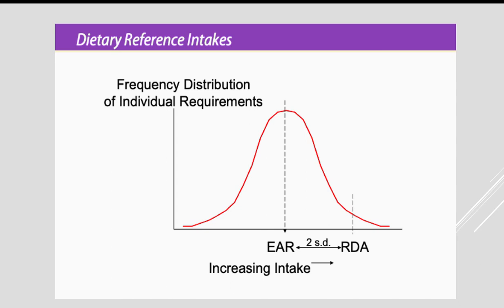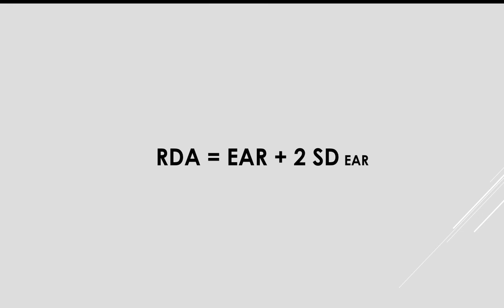So they added 2 standard deviations above the estimated average requirement and made that the RDA, the recommended daily allowance. So the recommended daily allowance, being the EAR plus 2 standard deviations, covered the needs of up to 98% of the population. That RDA still leaves 2% of the population deficient if they consume that amount. So the RDA is equal to the estimated average requirement plus 2 standard deviations.